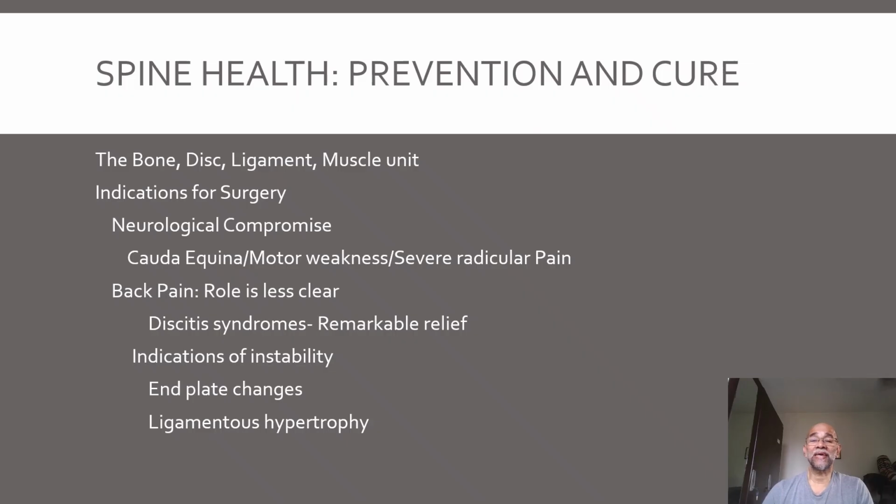80% or more of these patients can be managed without surgical intervention, and medication, except for supplements, may have only a short-term role. What are the indications for surgery? If there is neurological compromise, surgery may be required. Cauda equina syndromes, definitely surgery should be done as early as possible. Motor weakness, especially dorsiflexion weakness or plantarflexion weakness, which are most common, early surgery should be done. And severe radicular pain may cause the patient to demand surgery.